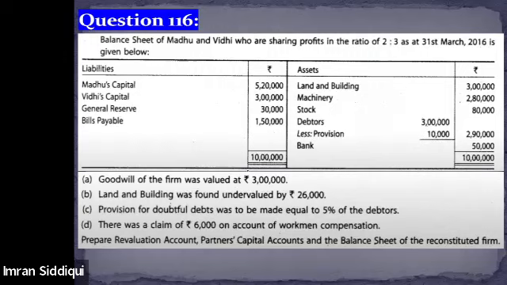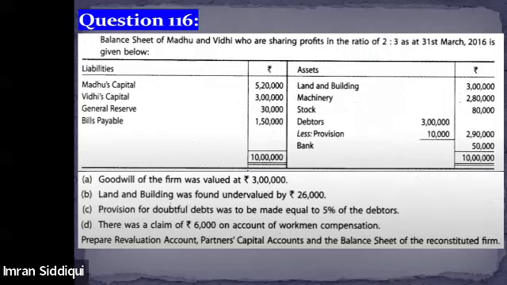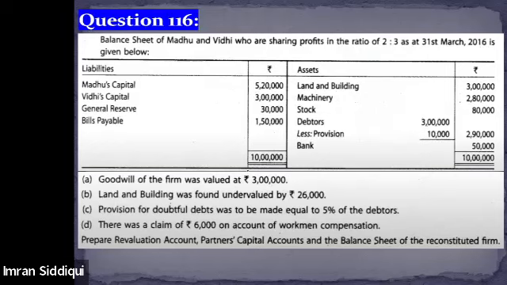Okay, now question says that goodwill of the firm was valued at 3 lakh. So this is the self-valued goodwill of the firm that needs to be adjusted among the partners. We need to pass the adjustment entry for this. If you are able to recall, whenever the firm's goodwill is self-valued, we need to pass the adjustment entry for that. Both of you are able to recall this? Yes, sir. Okay. Then the land and building was undervalued by 26,000. So this is obviously relevant for the revaluation account.